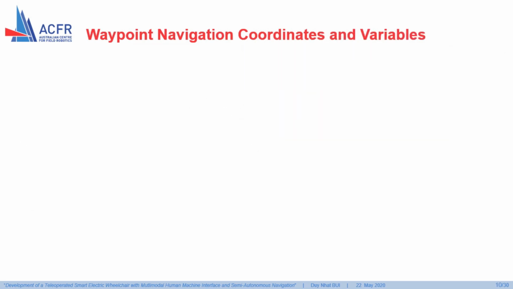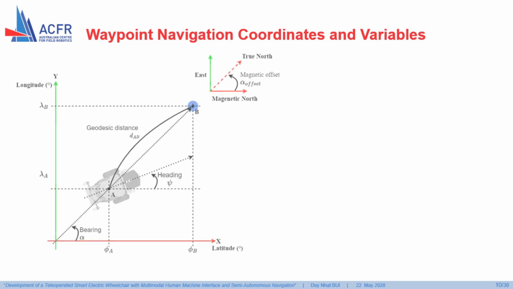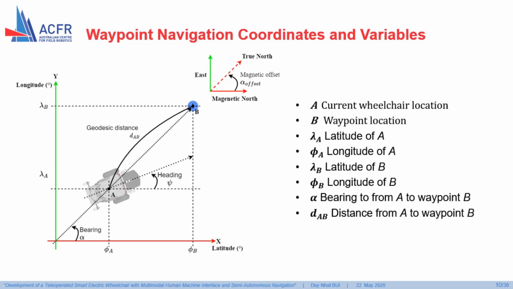To semi-autonomously navigate between waypoints, the wheelchair needs to know where it currently is, its relative position to the waypoints, and how close it is to the waypoints. To achieve this, global satellite navigation system is utilized, where a position can be represented as a pair of latitude and longitude values. With real-time kinematic, this method is ideal for outdoor navigation with centimeters accuracy.